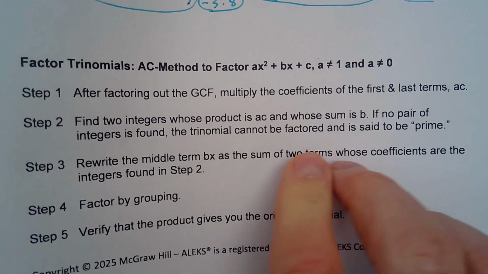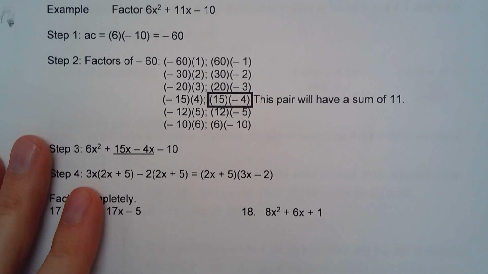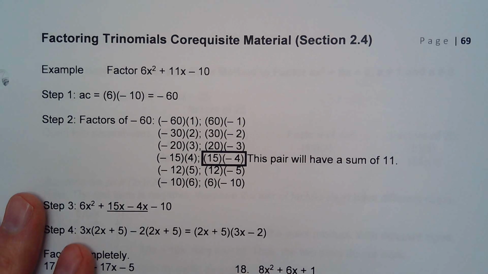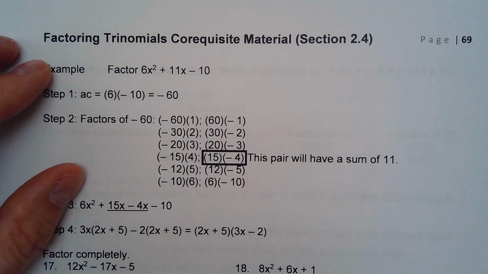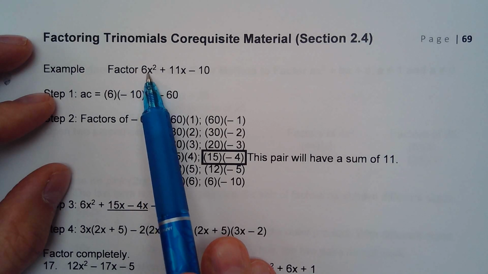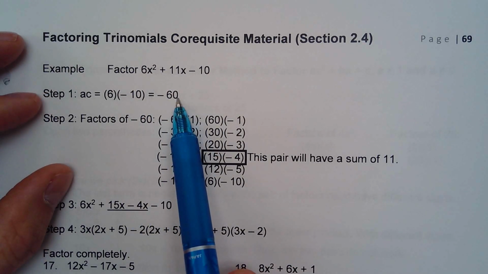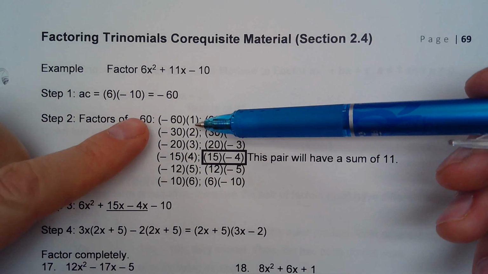So let's turn the page. And they're going to first walk us through an example. So again, here notice the coefficient of the square term is not 1. So this is why I have to do this alternate technique. I'm going to do 6 times the negative 10, which is negative 60, a times c. Then I list out my pairs of factors of 60.